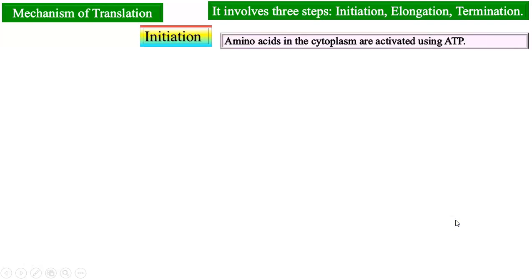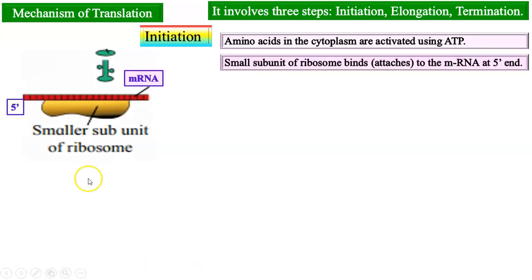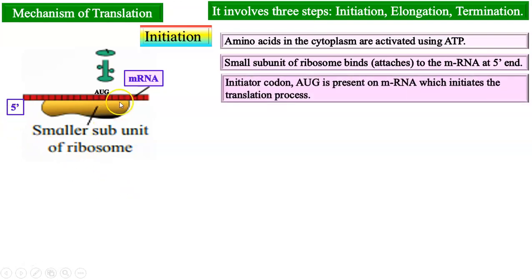The mechanism of translation in detail involves 3 steps: initiation, elongation and termination. The initiation step involves activation of amino acid using ATP. The amino acids which are there in the cytoplasm are first activated by ATP. Then the small subunit of ribosome binds to the messenger RNA at the 5' end. The initiator codon AUG, with this the initiation process starts.